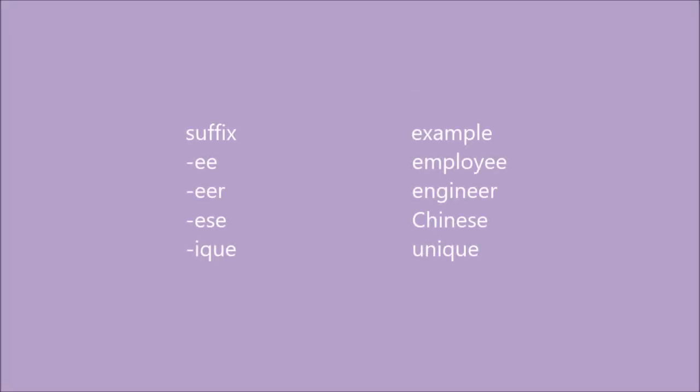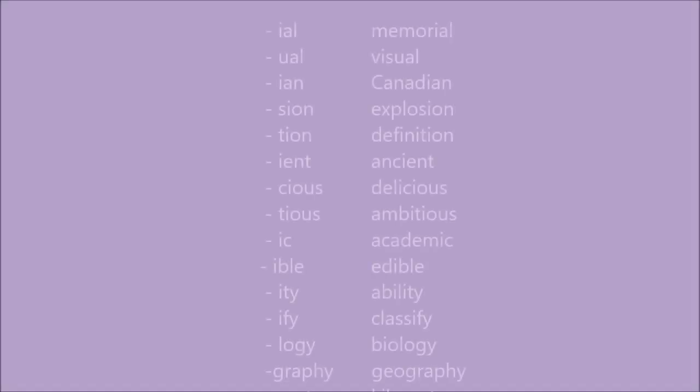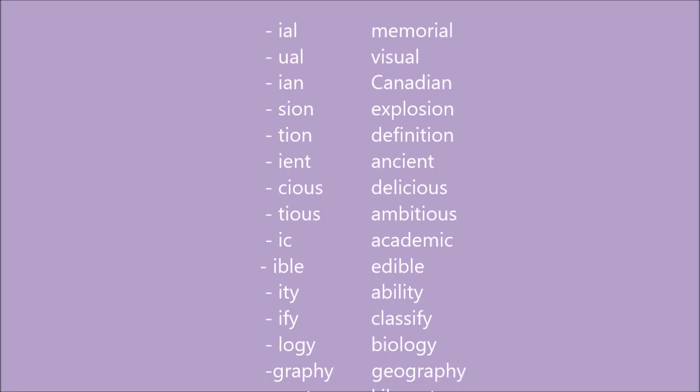Another rule is using suffixes to predict the stress. First, stress the suffix itself. For example, employee, engineer, Chinese, unique. Second, stress the syllable immediately before the suffix. For example, memorial, visual, Canadian, explosion, definition, ancient, delicious, ambitious, academic, edible, ability, classify, biology, geography, kilometer.